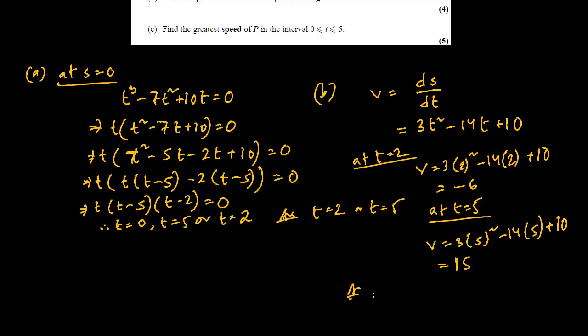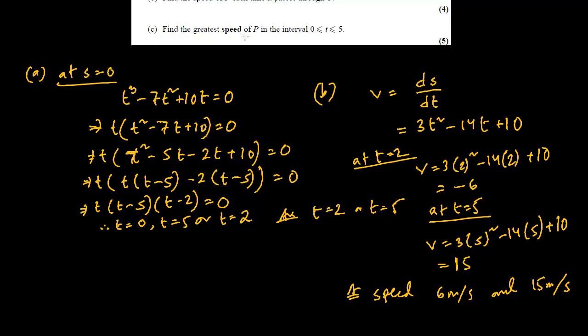So the answer would be speed. The first one is minus 6. So velocity is minus 6, speed is 6 meters per second. And the second one is 15, so it would be 15 meters per second. Next question is question number C.